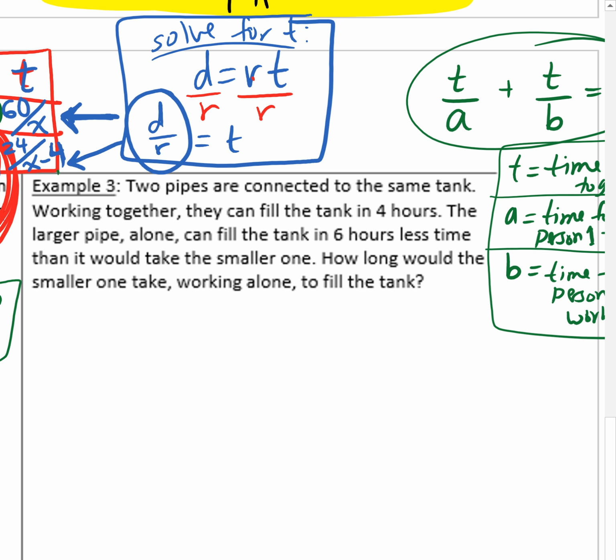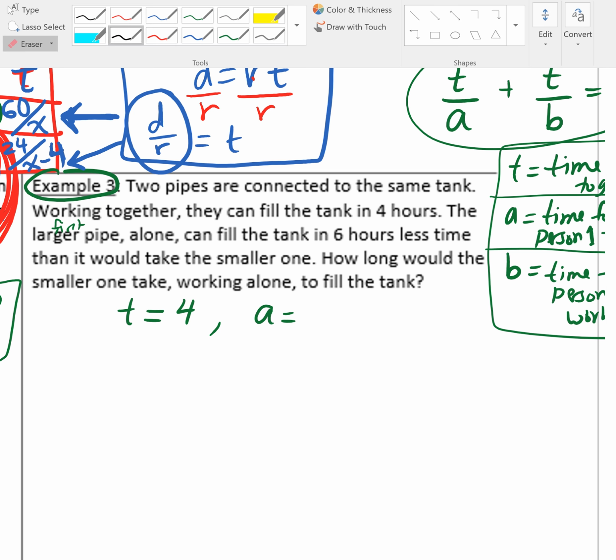They're saying 2 pipes are connected to the same tank. Okay, so it must not be people here, it's pipes. Working together, they can fill the tank in 4 hours. So that must be the time, the little t, because remember we said t is the time it takes them to work together. The larger pipe working alone, okay, that's A. I'll say A is the larger pipe, just so I don't forget which one's which.